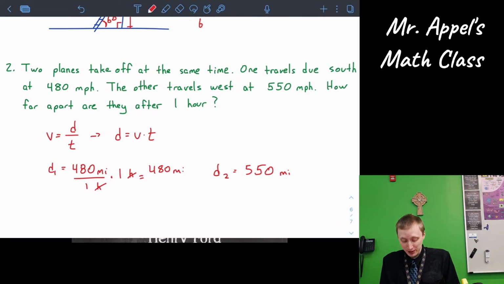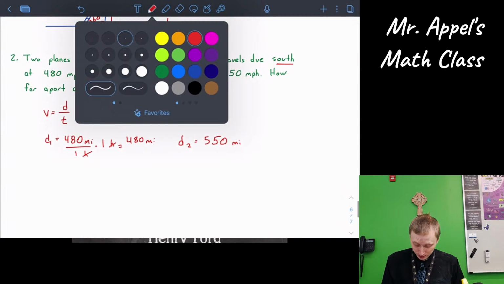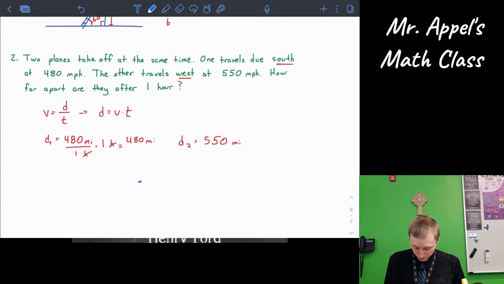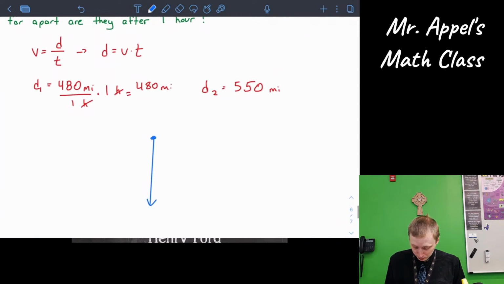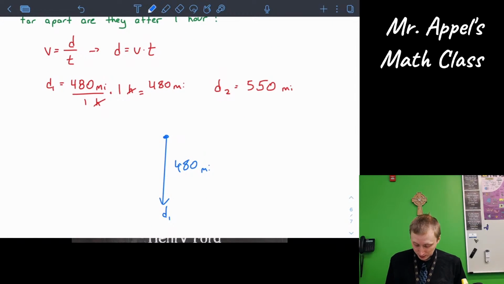Okay, so we know how far they went, but we also have to keep in mind the directions, right? Did they go in the same direction, different directions, opposite directions? The first one travels south, and the other one travels west. So let's sketch that up here. So we have from the starting airport, plane 1 goes 480 miles south, and plane 2 went west, 550, so a little bit longer.